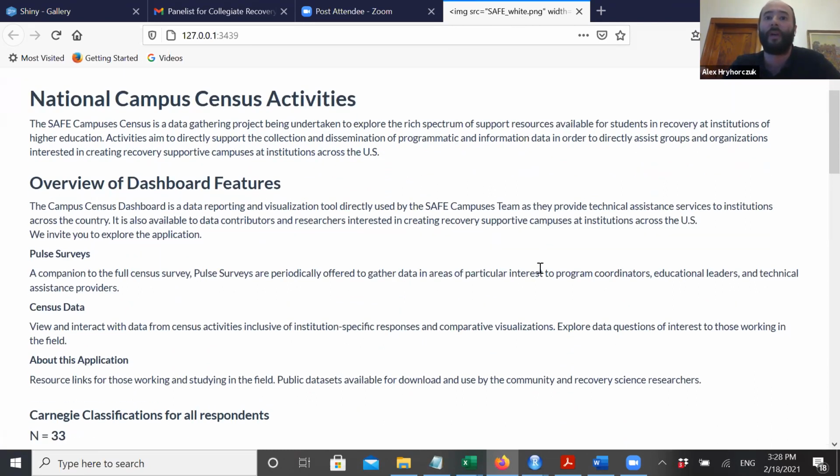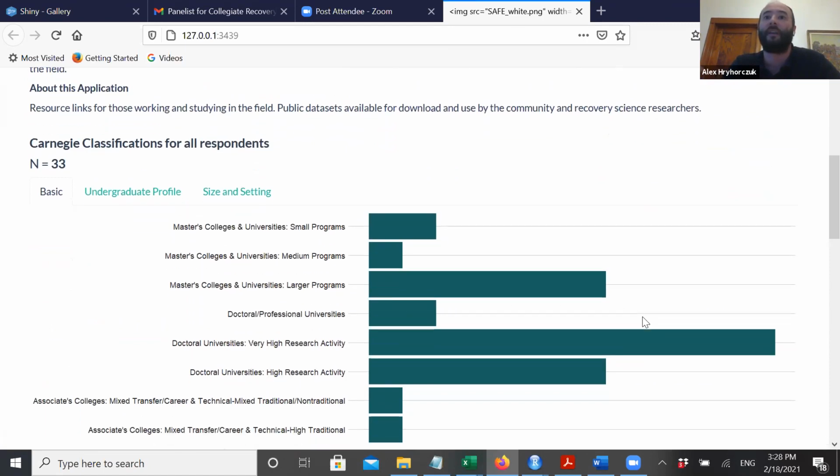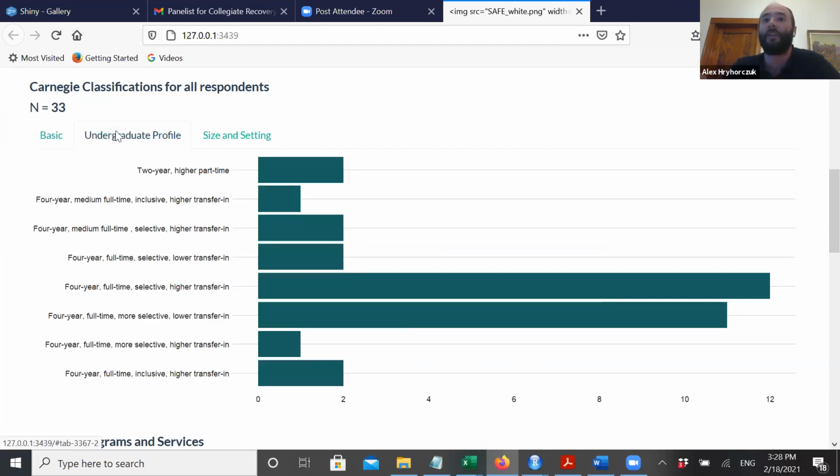I think there was a question about, are you classifying between different types of universities? So the answer is yes. We've actually merged the survey responses already with the Carnegie classifications. So this is how people are responding so far. You've got your basic classifications, undergraduate profiles. So these are pretty specific.